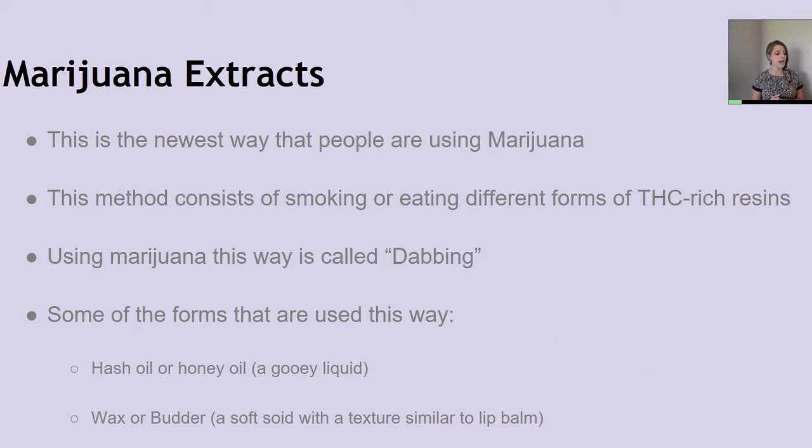So marijuana extracts, this is the newest way that people are using marijuana, and this method consists of smoking or eating different forms of THC-rich resins. So this way of using marijuana is called dabbing, and some forms that are used this way is hash oil or honey oil, which is a gooey liquid, or wax or butter, which is a soft solid with a texture that's really similar to lip balm, which is a hard amber-colored solid.